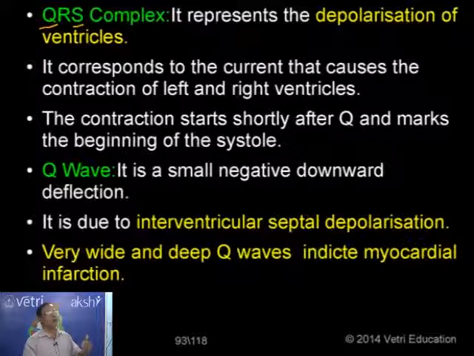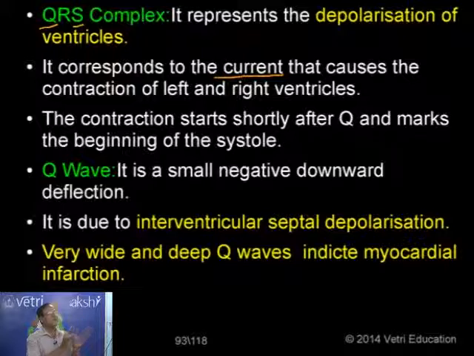The R wave has a high peak compared to the rest of the waves like P, Q, S and T; it is the largest one. Now, this QRS complex normally corresponds to the current that causes the contraction of the left and right ventricles. That is leading to the beginning of the systole of the ventricles.